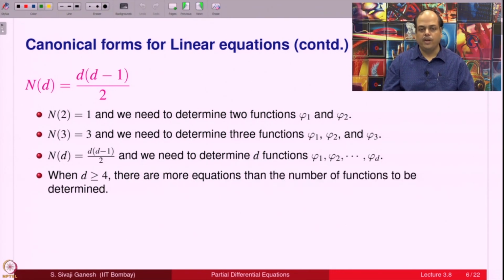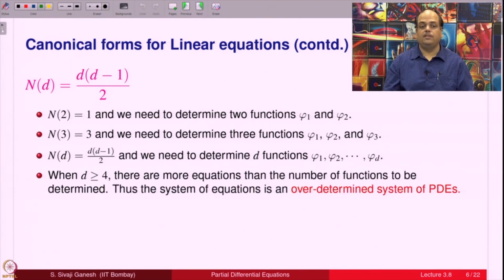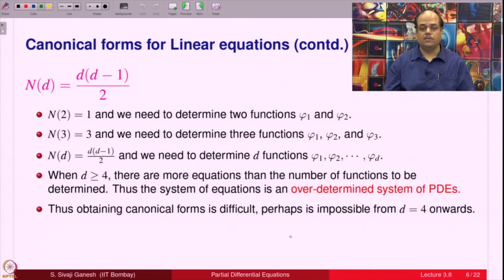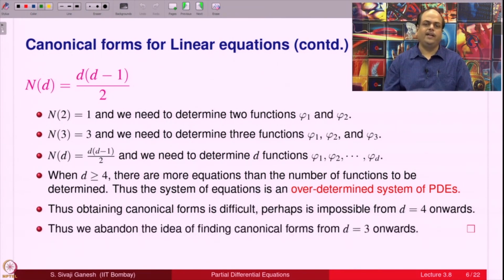So, more equations than the number of functions to be determined. Therefore, the system is what is called an over determined system of PDEs, more restrictions than the number of things that you need to find. In such cases, the natural thing to believe is that perhaps there are no solutions, unless some magic happens. Even if solutions exist, finding them is not easy, because if d is bigger, n of d is also a big number. So obtaining canonical forms is difficult, perhaps impossible, we do not know, from d equal to 4 onwards. Therefore, we abandon this idea of finding canonical forms if the number of independent variables is 3 or more.